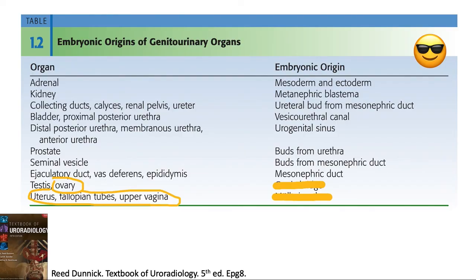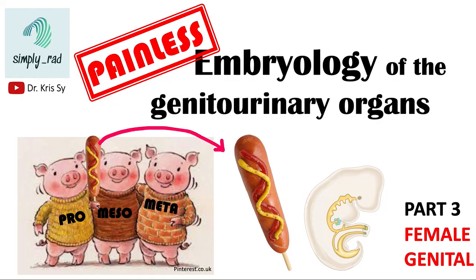So going back to our table here, our objective for this talk, we now know that the ovary comes from the genital ridge, while the uterus, fallopian tube, and the upper vagina come from the Mullerian duct.